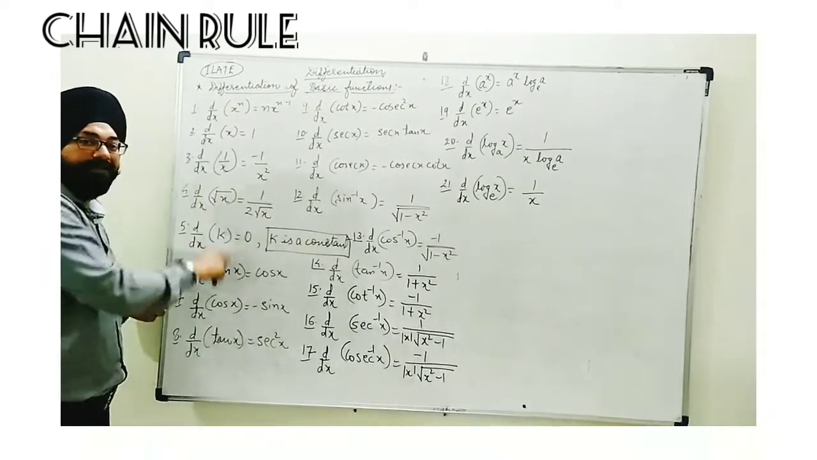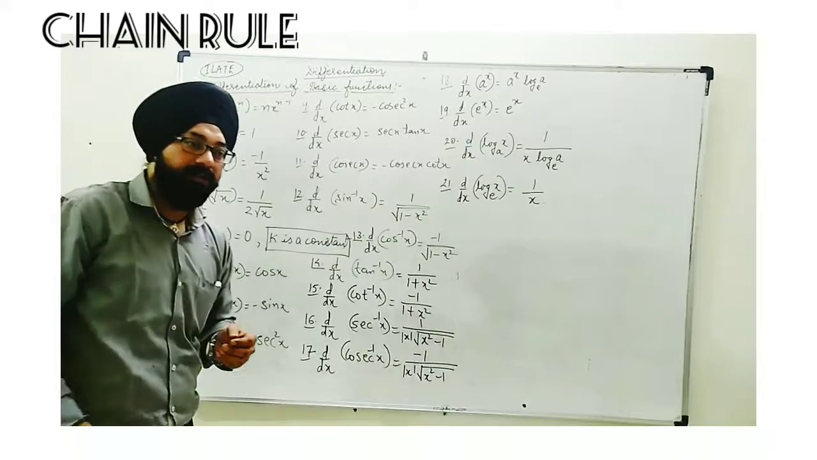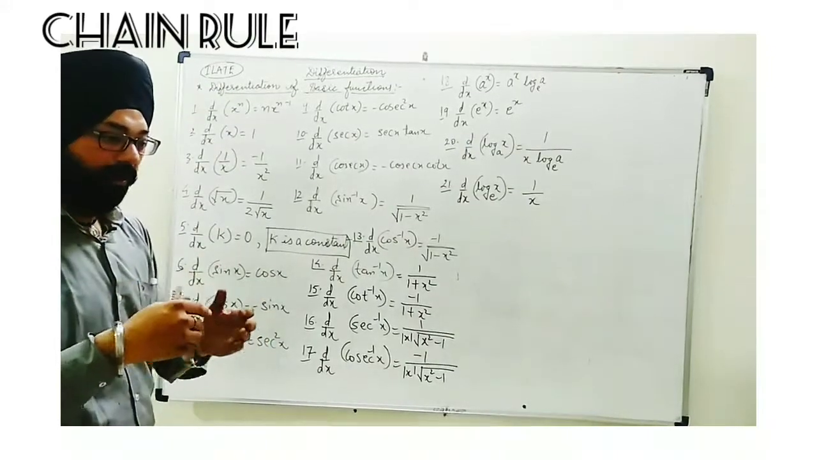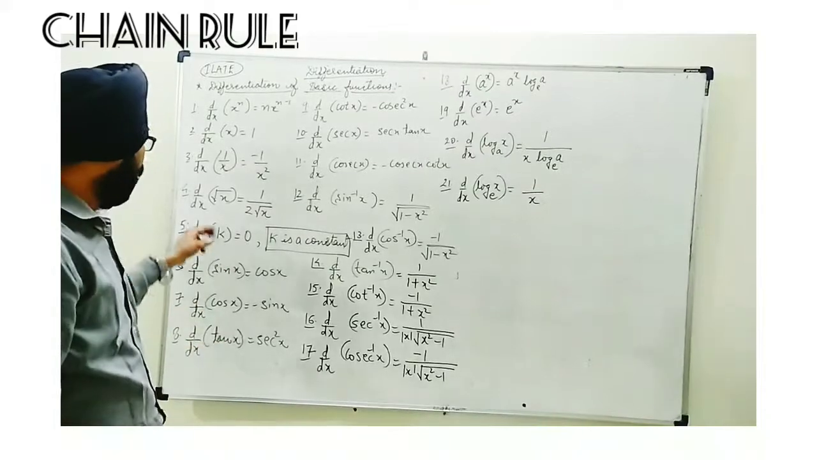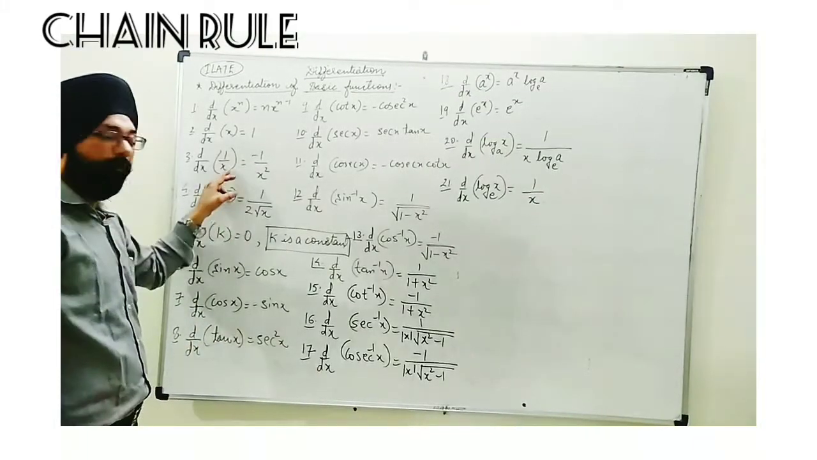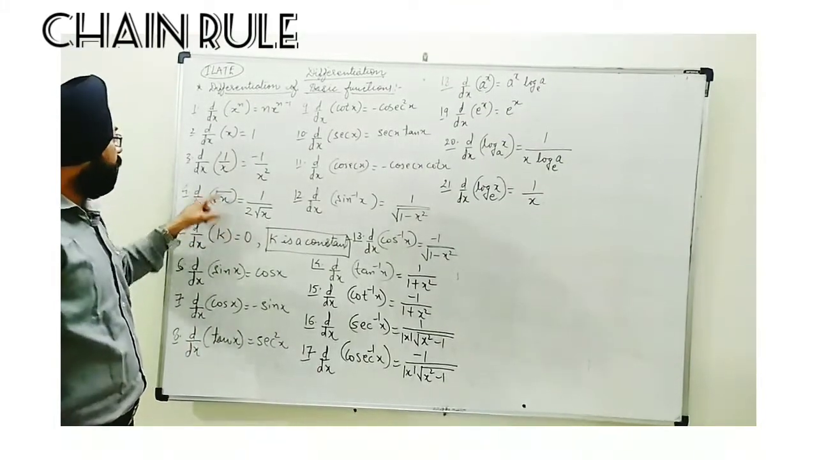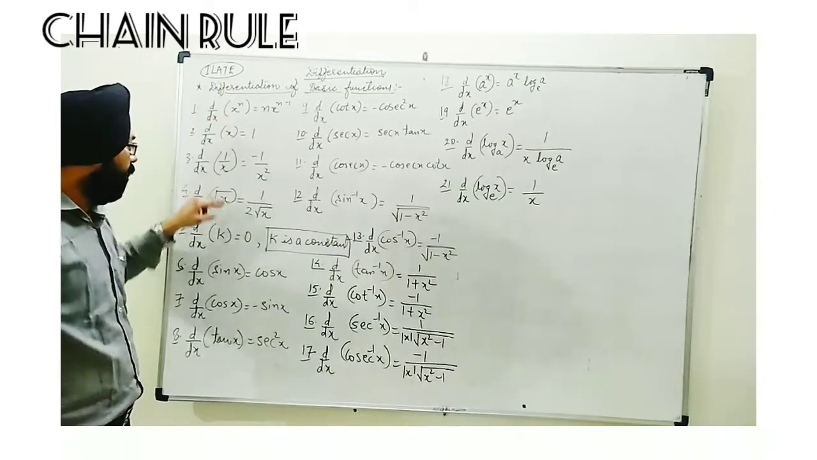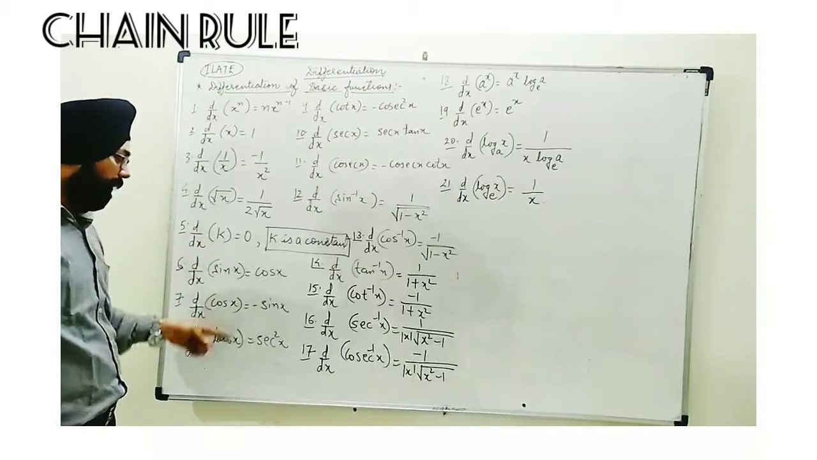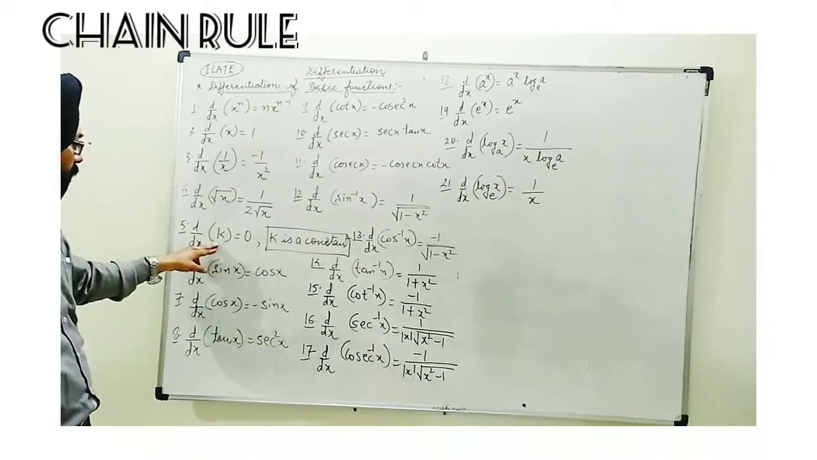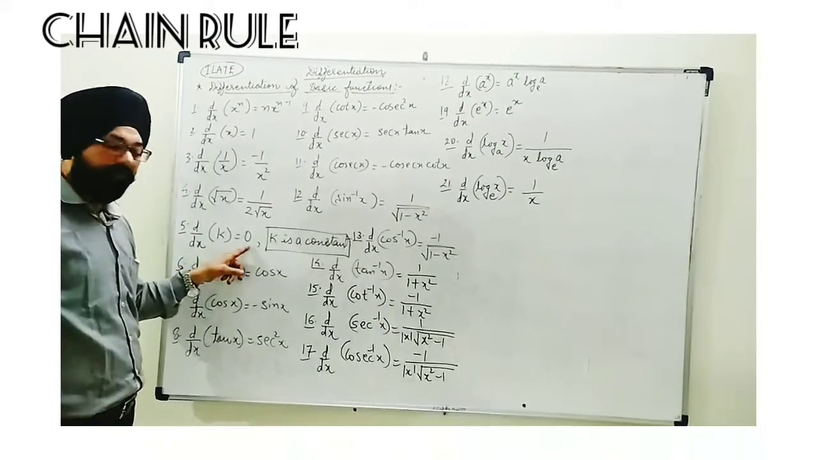Similarly, whenever a radical sign is given, we know that radical signs are related to fractional exponents. So root x can be written as x to the power 1 by 2. Again when simplified using this first formula, we find 1 upon twice root x. The rest of the formulas are basics, like constant. If k is a constant, its differentiation comes to 0.